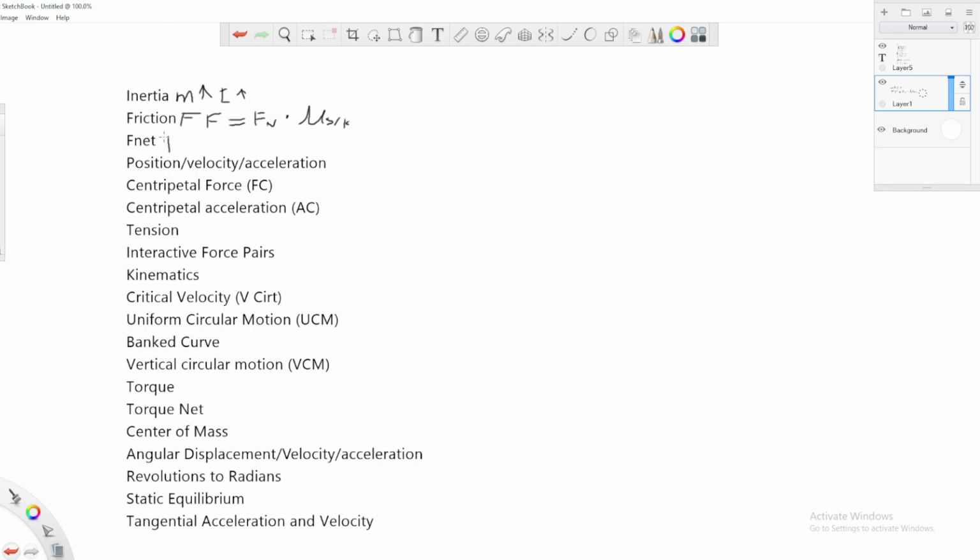F net, you just need to remember F net is the sum of forces on an object. It's equal to ma.